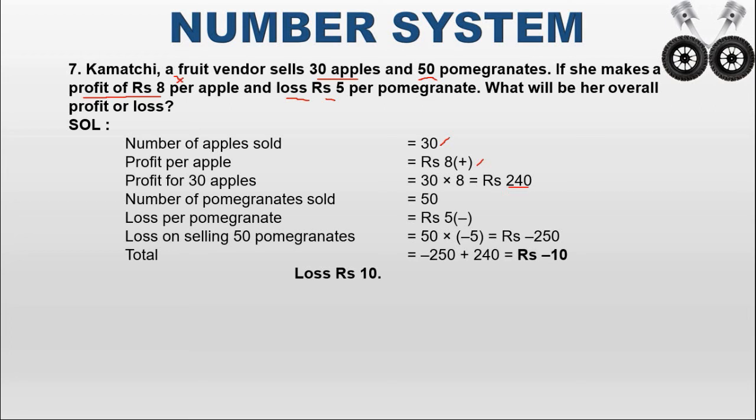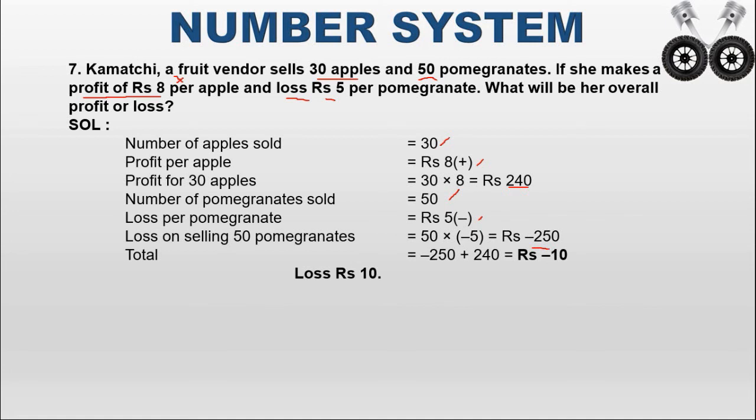So how many pomegranates did he sell? He sold 50 pomegranates. For one pomegranate the loss is 5 rupees. That means we have to denote it by a negative sign, so minus 5. So what is the loss on the pomegranates? We have to multiply and get the rupees. So how much loss did she have? 50 into minus 5, you will get rupees minus 250.